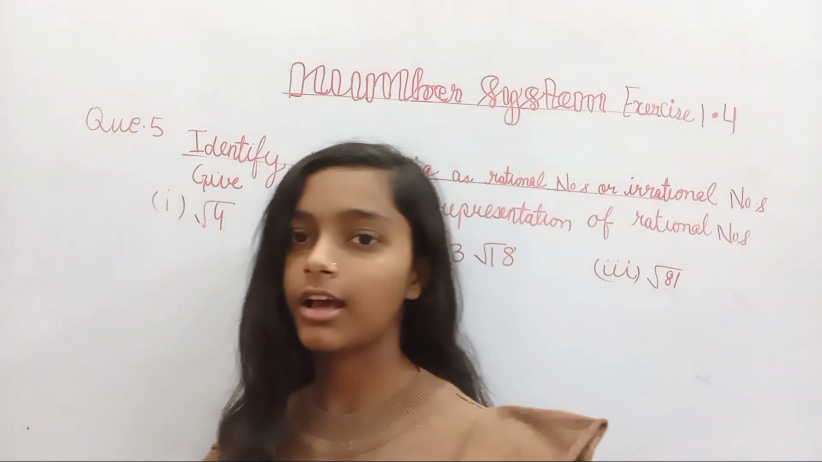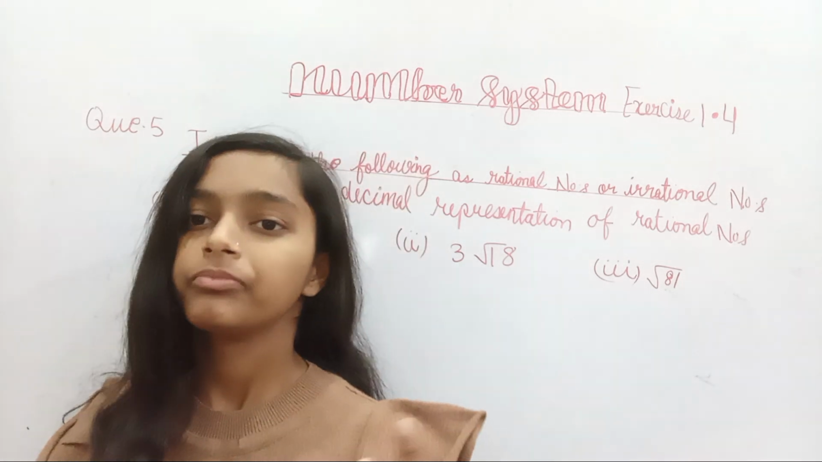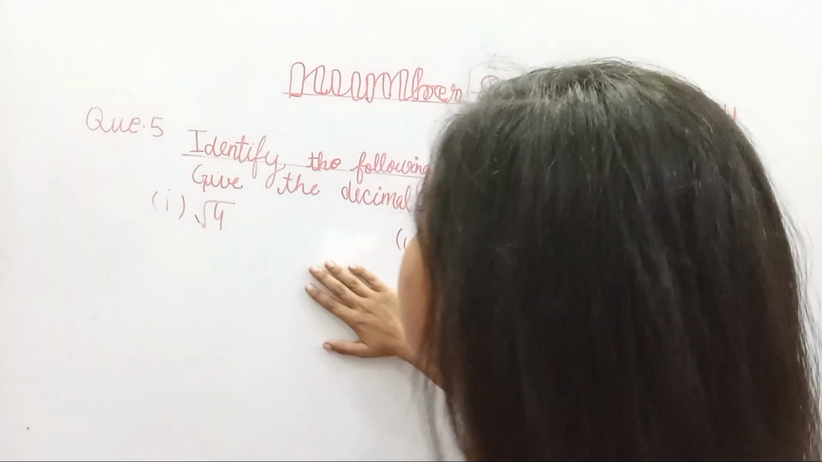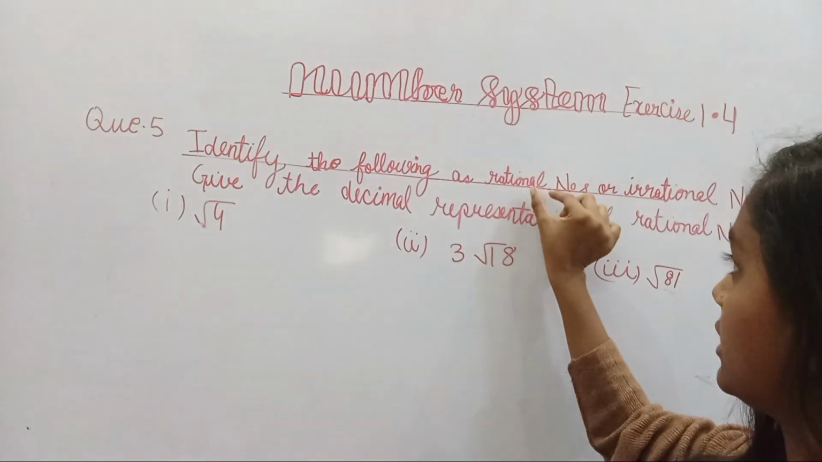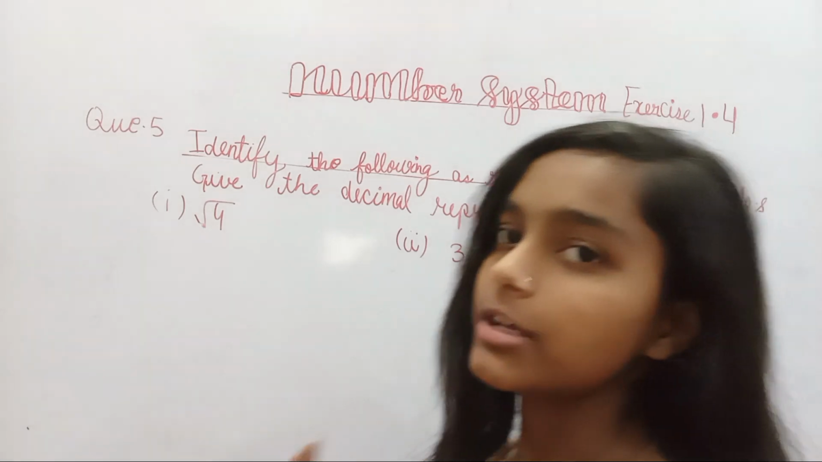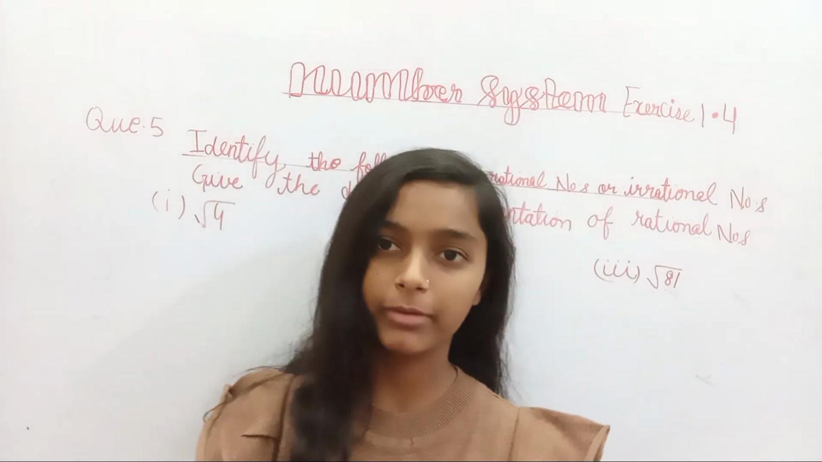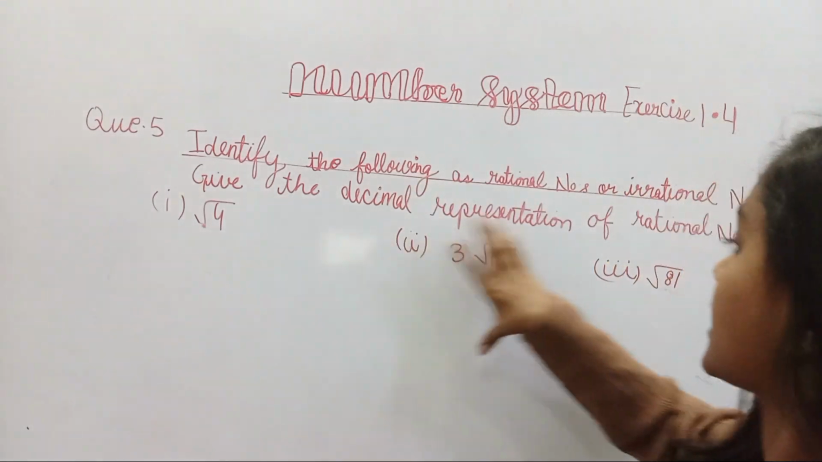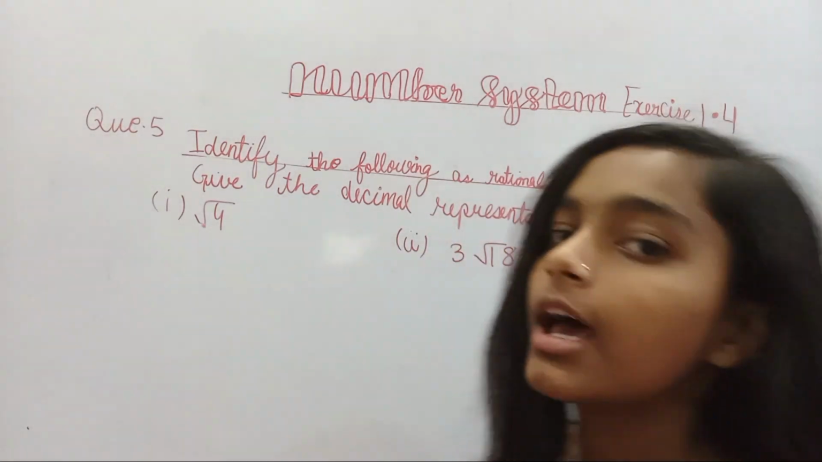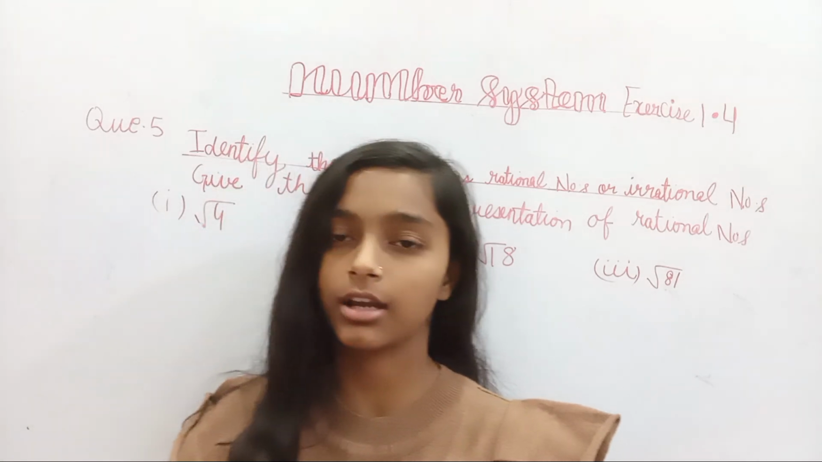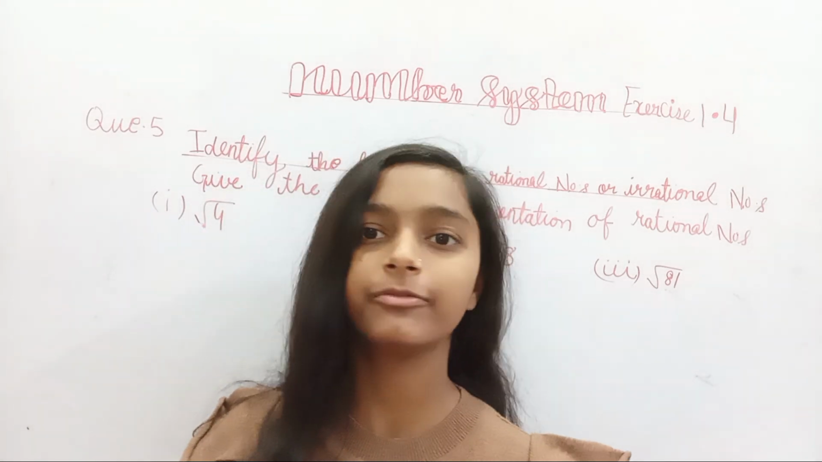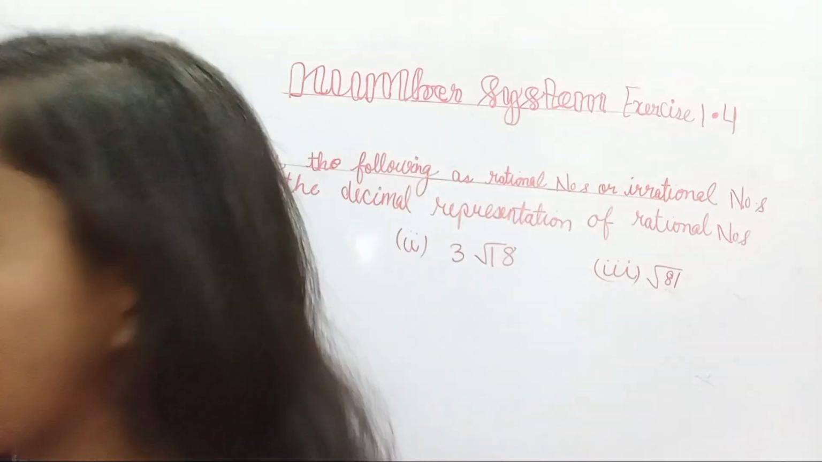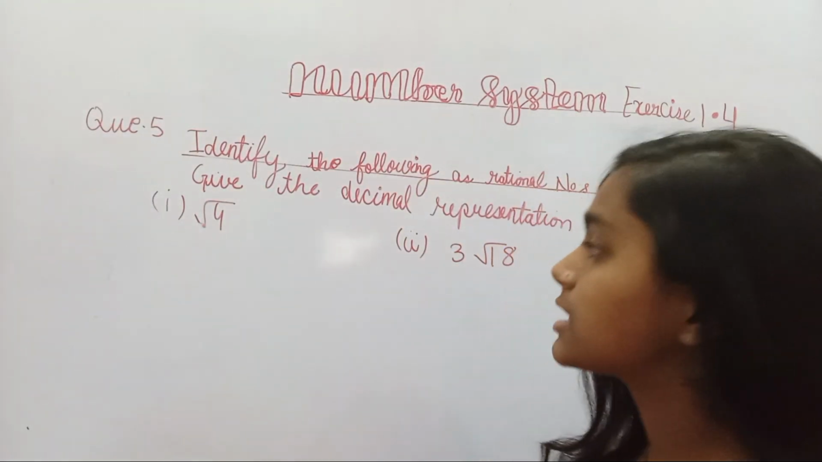As we have done in the previous questions, it is the same. We have to find the rational or irrational number. What are rational numbers? The numbers which can be written in the form of p by q and have a decimal form. As it says here, give the decimal representation of rational numbers. And what are irrational numbers? Irrational numbers are the numbers which cannot be written in the form of p by q, thus they do not have a decimal representation. So let's start the first part, which is root 4.